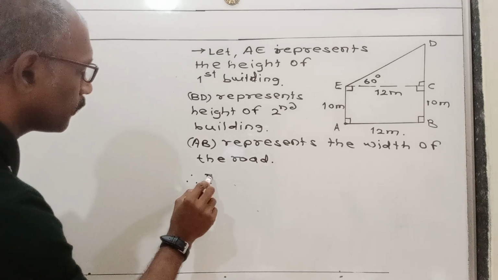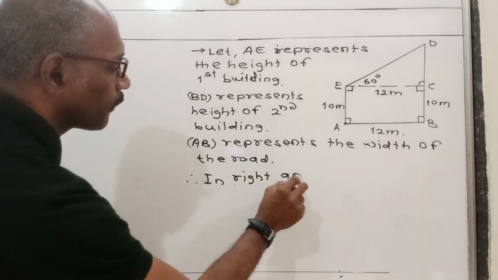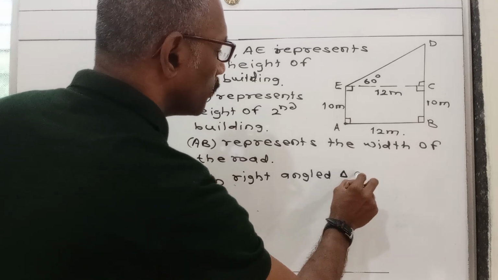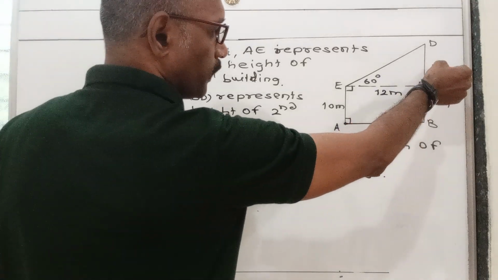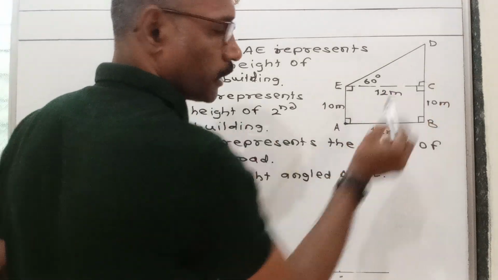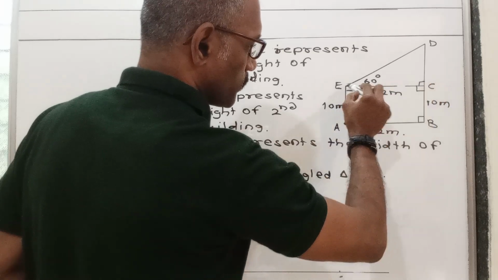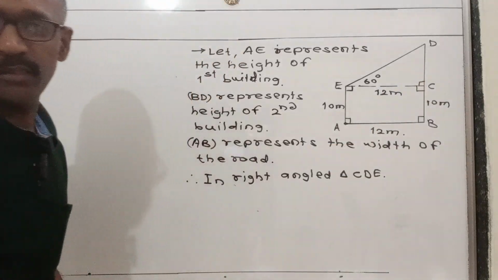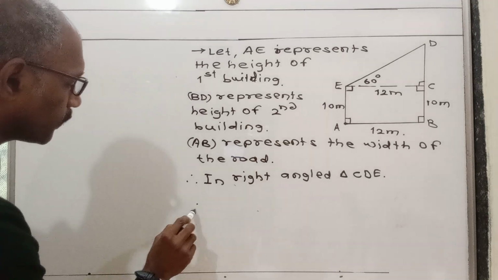Therefore, in right angled triangle CDE, we want to find here CD. Now this is a right angle, this is 60 degree, this is the adjacent side of 60 degree, and this is the opposite side that we want to find. Okay, therefore we use a trigonometric ratio.